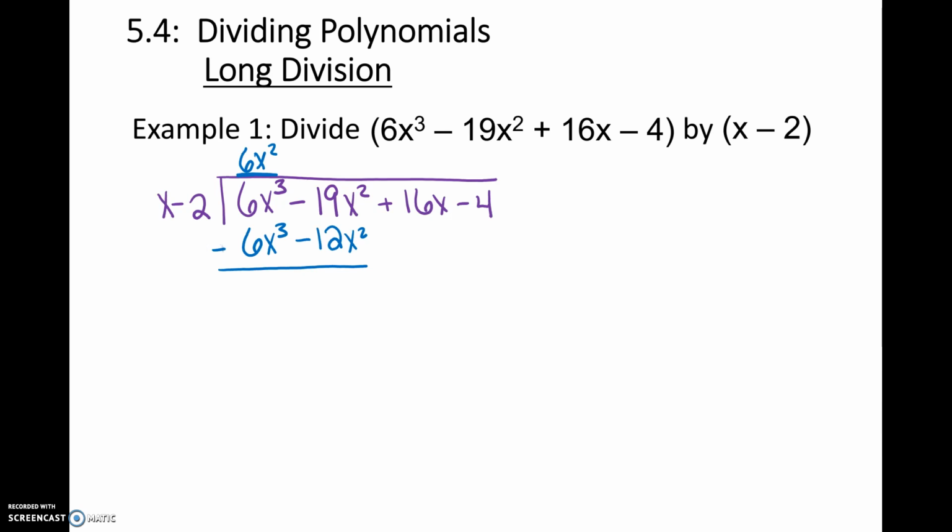Honestly, this is the hardest part because it's hard to do this using mental math. You want to use mental math, but it's kind of difficult. 6x to the third minus 6x to the third, those should cancel each other out. That should be a 0.